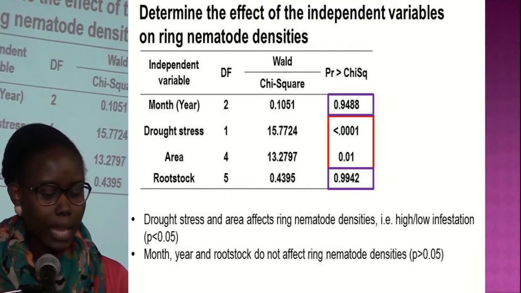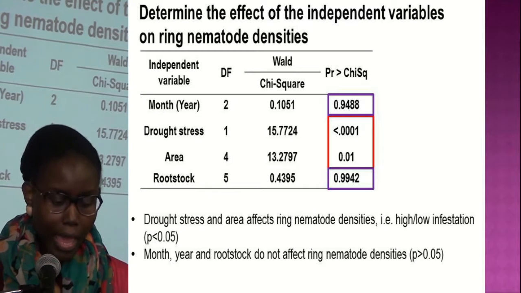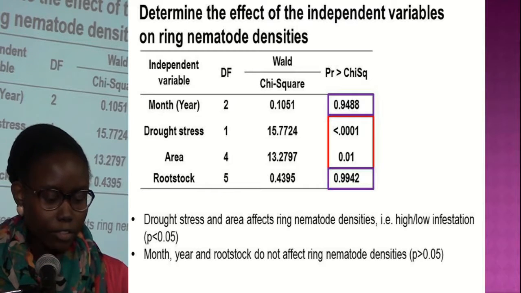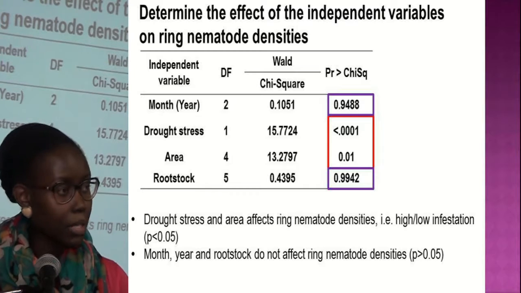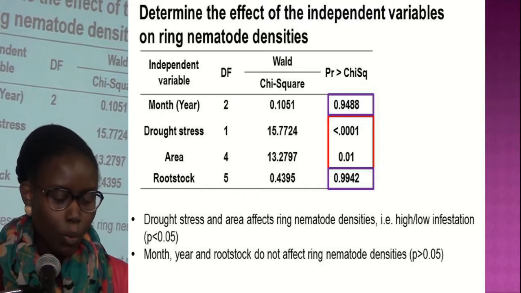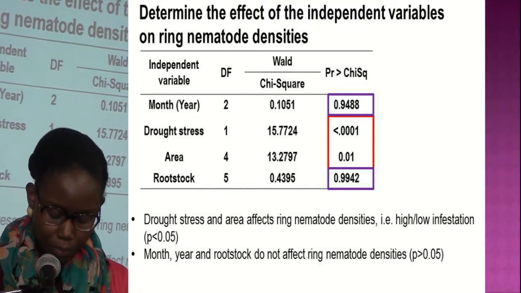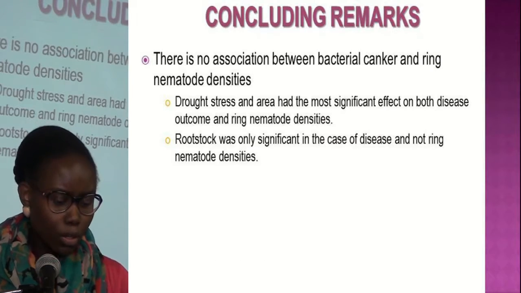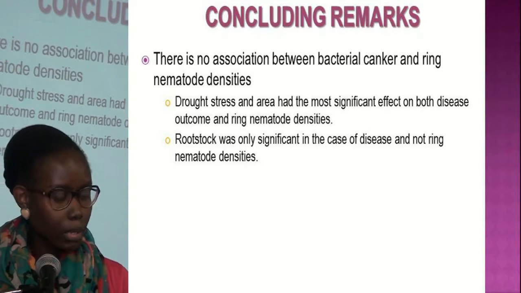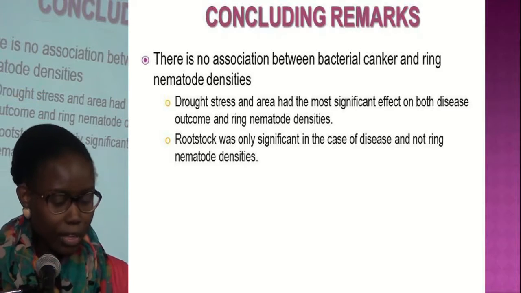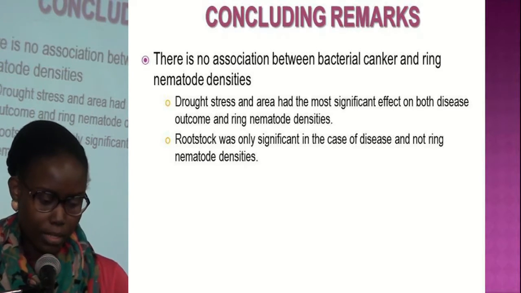We then looked at the effect of these factors on ring nematode densities, and we found that area and drought significantly contributed to high ring nematode densities, whereas the choice of rootstock as well as time of the season did not. So in conclusion, there is no association between bacterial canker and ring nematode densities in the 5 areas surveyed in the Western Cape, as we had initially hypothesized.